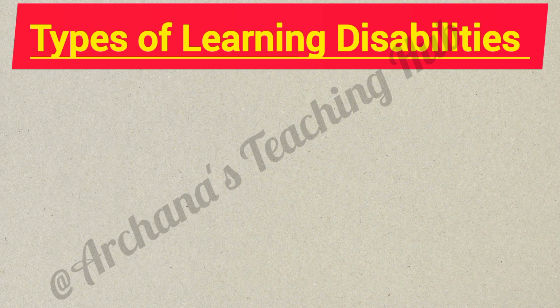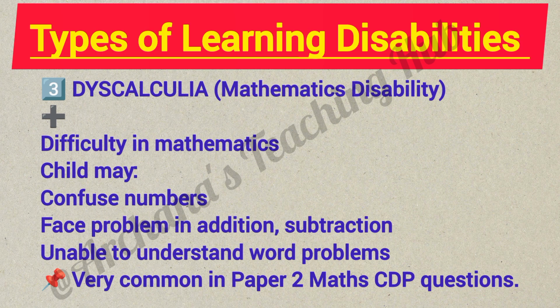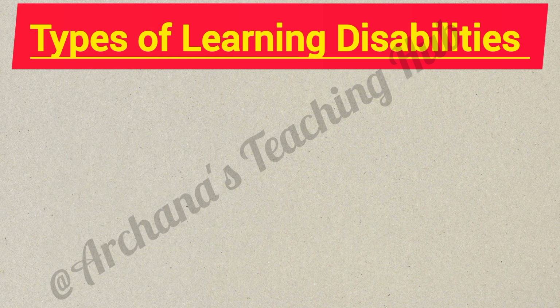Number three, dyscalculia, mathematics disability. Difficulty in mathematics is called dyscalculia. The child may confuse numbers, face problems in addition and subtraction, and be unable to understand word problems. Very common in Paper 2 maths CDP questions.